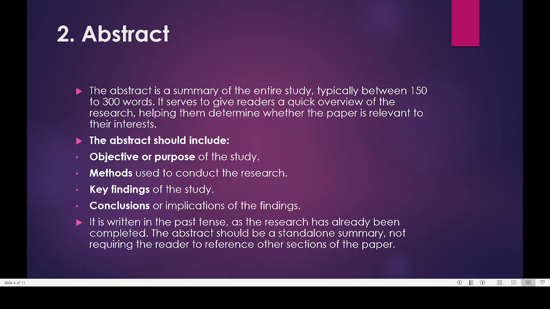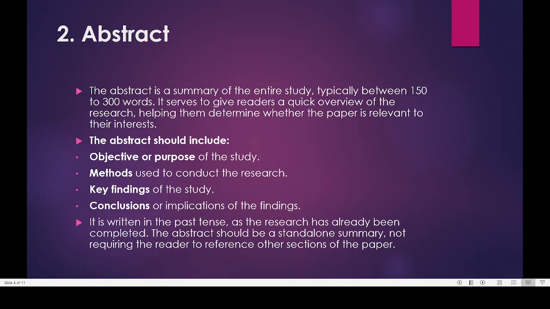It is written in past tense. That is an important thing. When we are writing a scientific paper, we are not using present tense, we are using past tense, because it is something that is already completed.